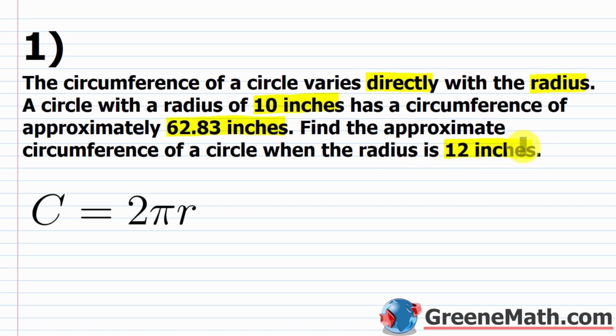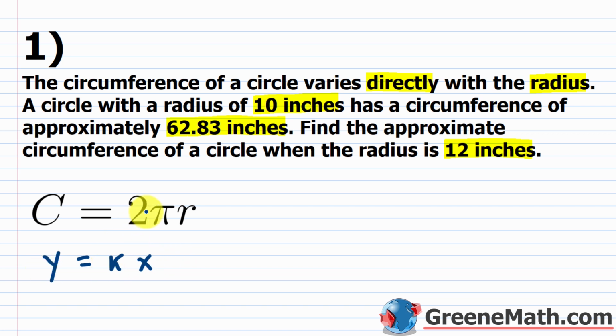Now, what you'll see here is that I've written out the formula for finding the circumference of a circle from geometry. Now, we're not actually going to use this. I'm just putting this here for reference. When you have a direct variation problem, you want to say that y is equal to k times x. So k is known as the constant of variation. So that's not going to change. The idea is that once you figure that out, you can keep plugging in different values for x and you can figure out what y is.